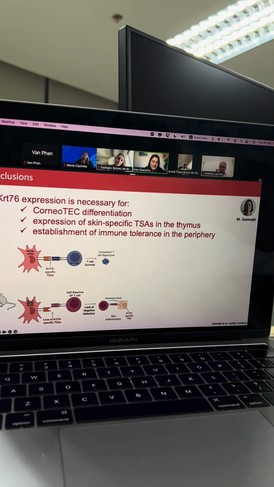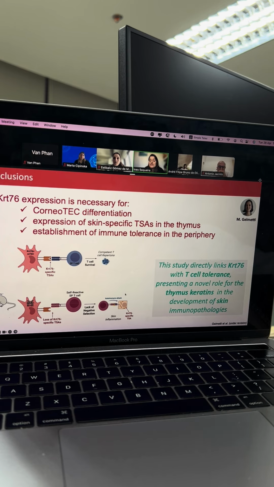However, when you lose keratin 76, the TSAs for the skin are not expressed. The self-reactive T cells lack the negative selection, shown by the decrease of Caspase, of apoptosis, in the thymus. And then these autoreactive T cells go into the periphery and attack specifically the skin.